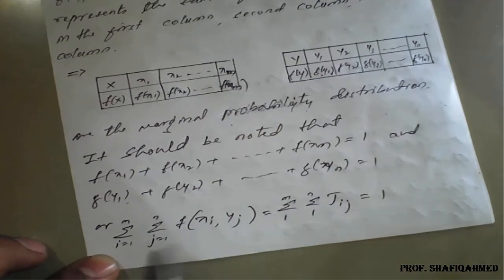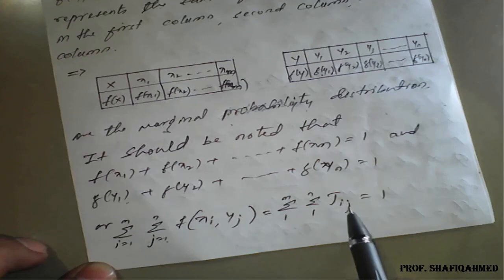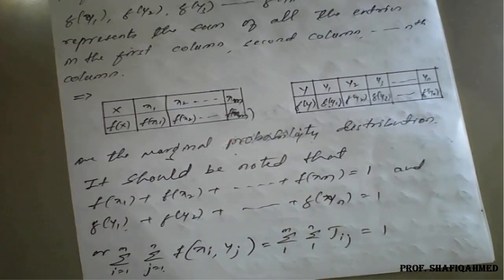So this in general can be written as the summation of i from 1 to m, summation of j from 1 to n, of the function f of xi comma yj, which jointly is nothing but 1. So this is nothing but the concept of a marginal probability distribution.